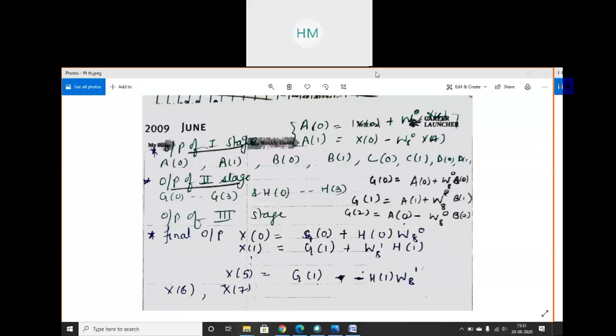D1. What is D1? Who can tell the value of D1?